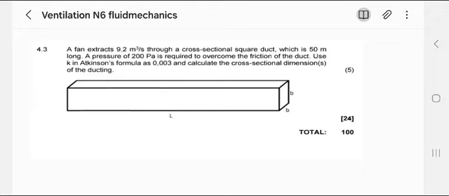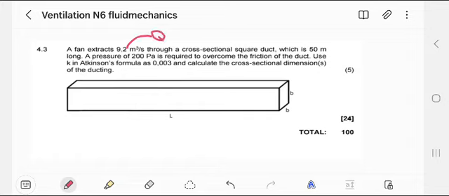We're dealing with ventilation and six-foot mechanics. Question 4.3 reads as follows: a fan extract of 9.2 cubic meters per second. This is equal to Q.